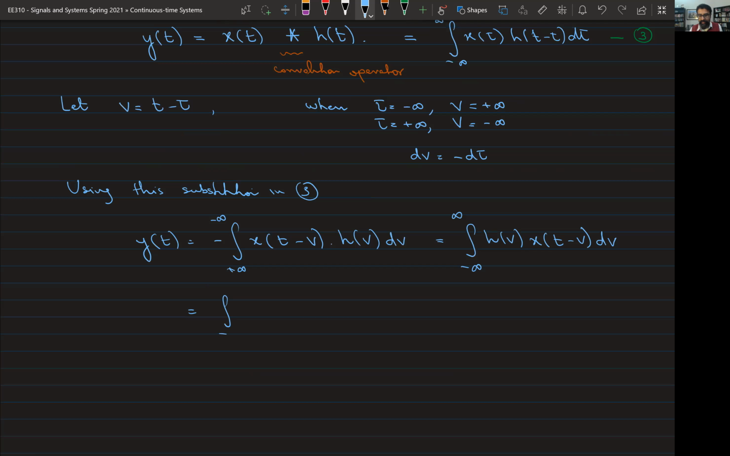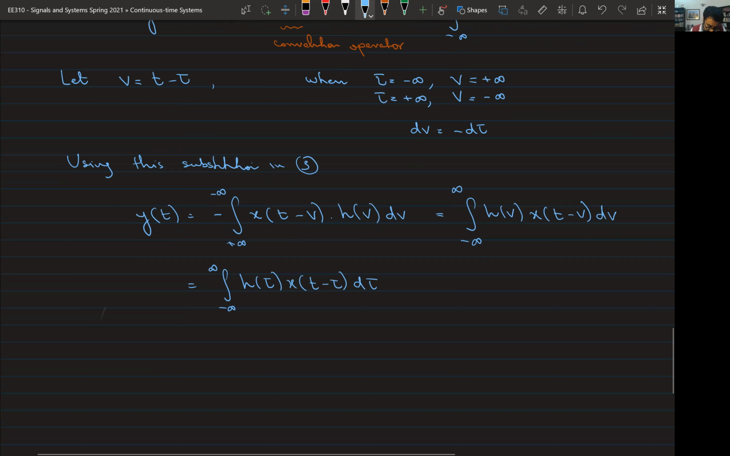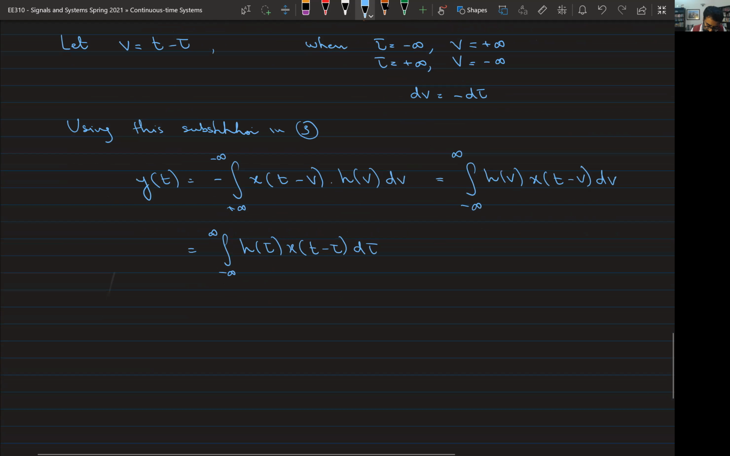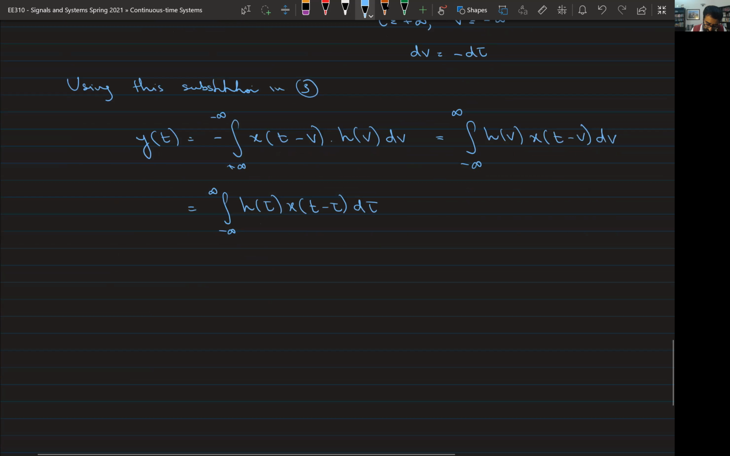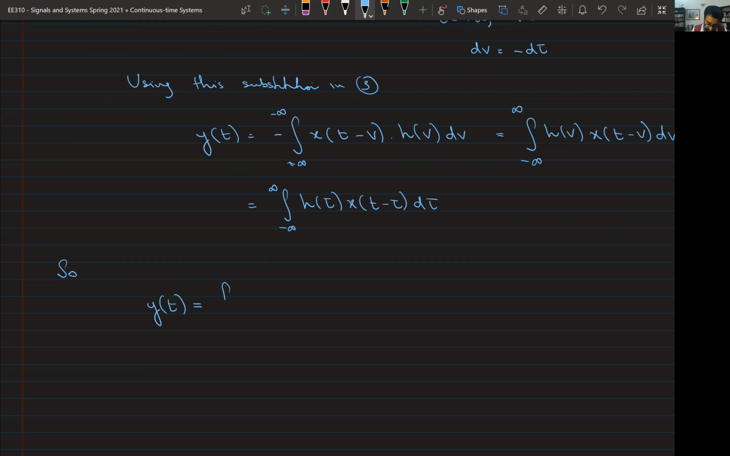Right, so I have two equivalent definitions of this convolution integral, which I'm going to box here. The conclusion is that the output of any LTI system, y of t, is given by the integral from minus infinity to plus infinity of x of tau h of t minus tau d tau, and this is equal to the integral from minus infinity to plus infinity of h of tau x of t minus tau d tau. Both are equivalent. This is 3 and this is 4.